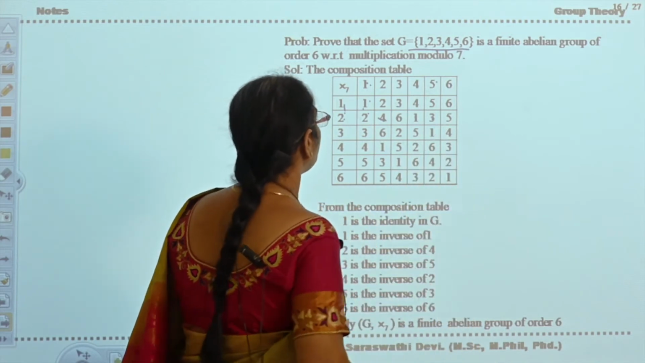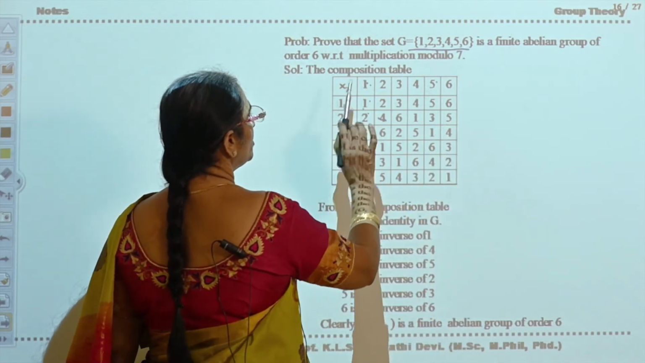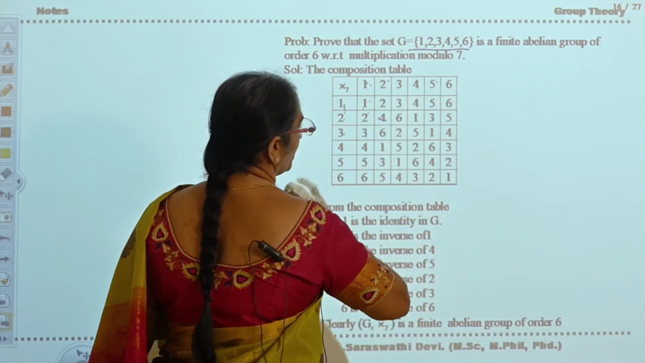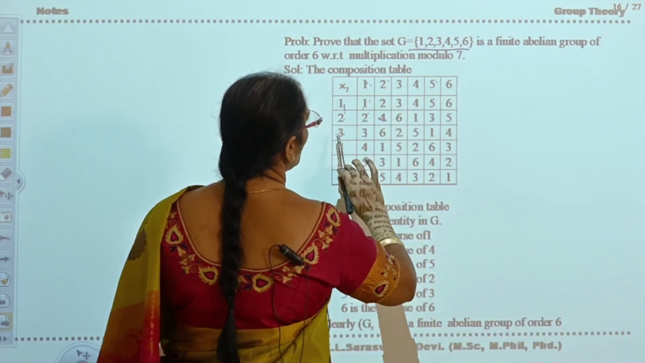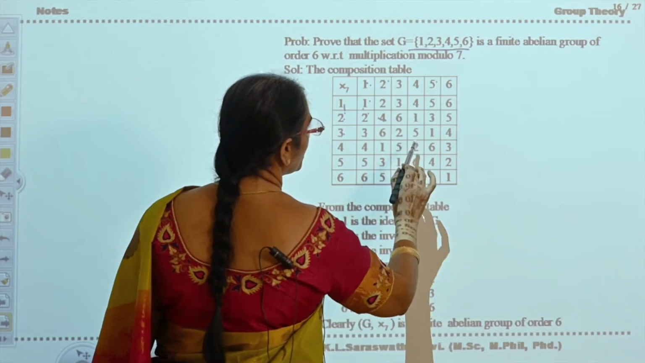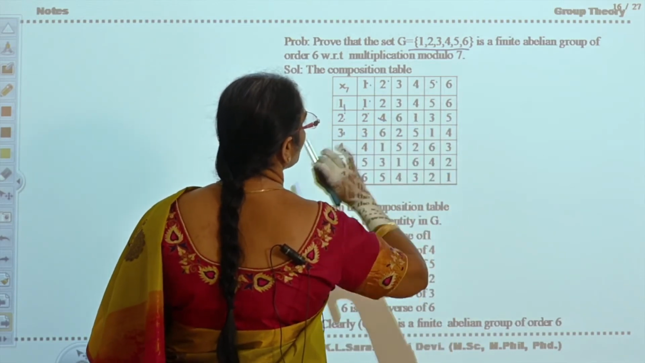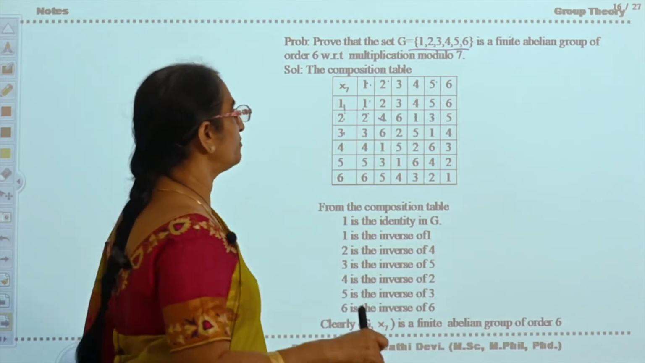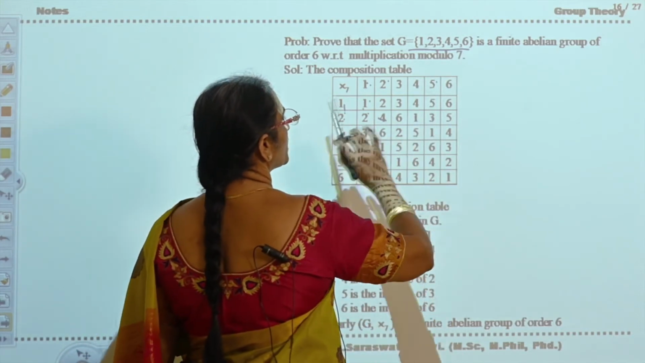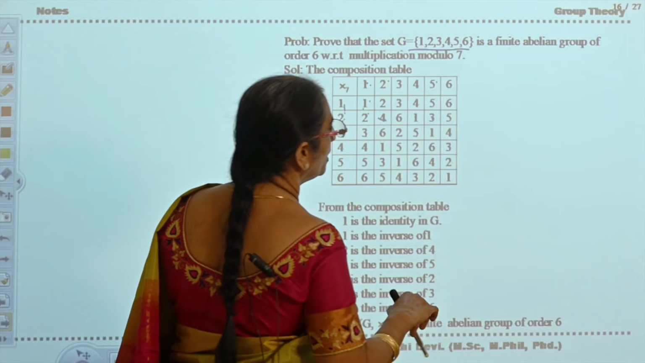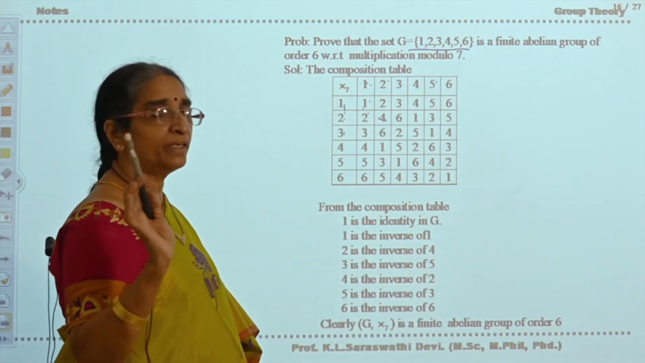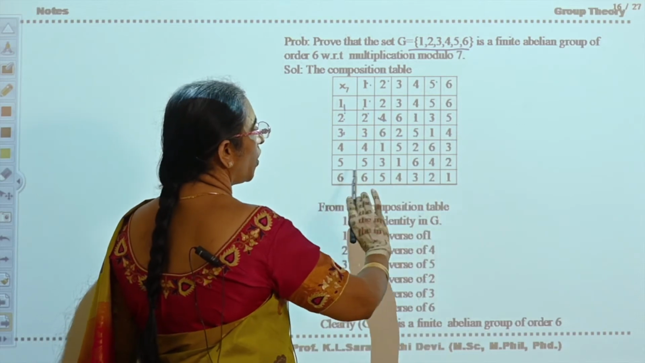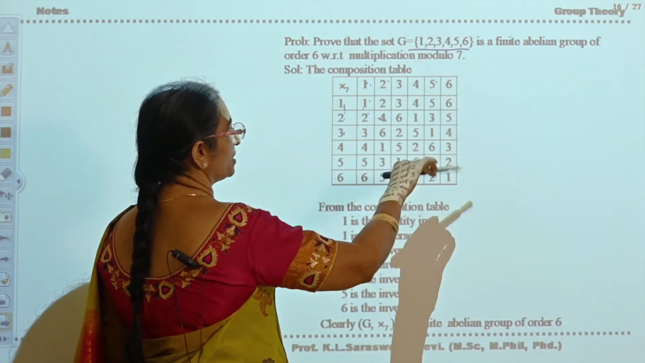You are writing it here. Similarly, 3 into 1, 3. 3 into 2, 6. 3 into 3, 9. 9 by 7, the remainder is 2. 3 into 4, 12. Remainder is 5. Now 3 into 5, 15. 15 by 7, 2 times 14. The remainder will be 1. Next 3 into 6, 18 by 7. 2 times 14. The remainder is 4. That is 4 you are writing. Similarly, if you fill all these, you will get these 6 rows.